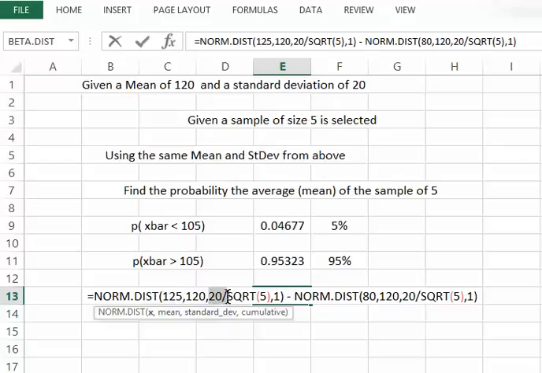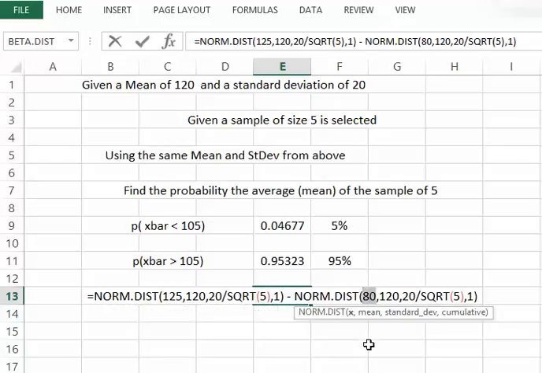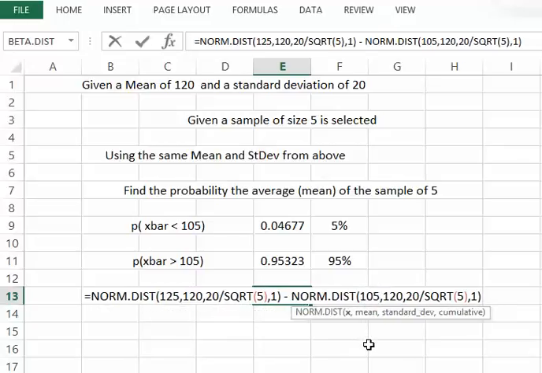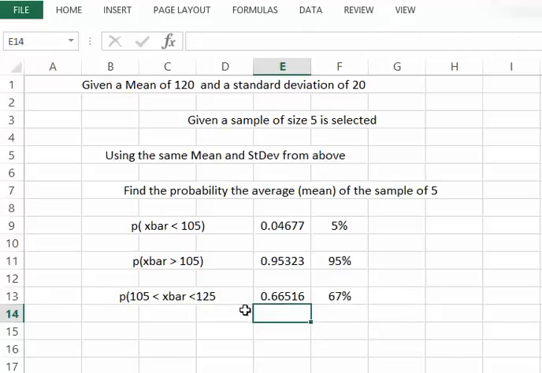But again, notice I've modified the standard deviation to read 20 divided by the square root. That's called the standard error. And over here, I'm going to change this, my lower number is 105, and so I'm going to put that in there. Again, I need to modify the standard deviation and come up with the standard error in order to do this problem. And then I'll press enter, and notice I get 67% between these two.